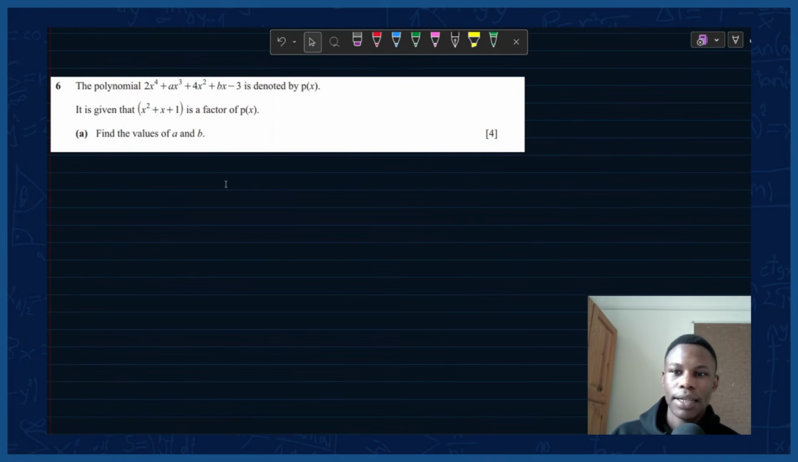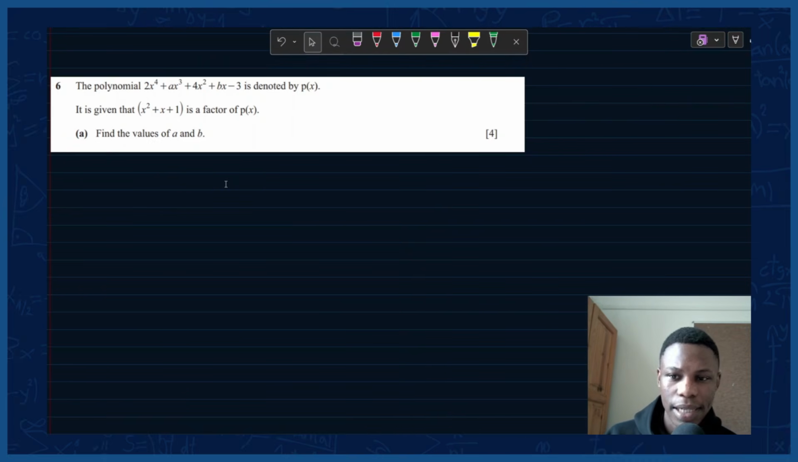Question number 6. The polynomial 2x to the power 4 plus ax cubed plus 4x squared plus bx minus 3 is denoted by p of x. It is given that x squared plus x plus 1 is a factor of p of x. Part A. Find the values of a and b.